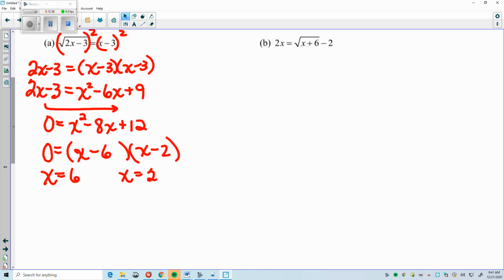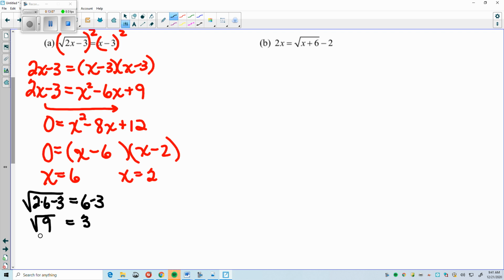Okay, so let's try this first one with 6. I would have the square root of 2 times 6 minus 3, and we're seeing, is that going to be equal to 6 minus 3? Okay, so 2 times 6 is 12. 12 minus 3, I get 9. And then over here, I have 6 minus 3, so I get 3. So the square root of 9 is 3, equals 3. That actually looks like that's okay. So what is that telling me? That tells me that this is a good answer.